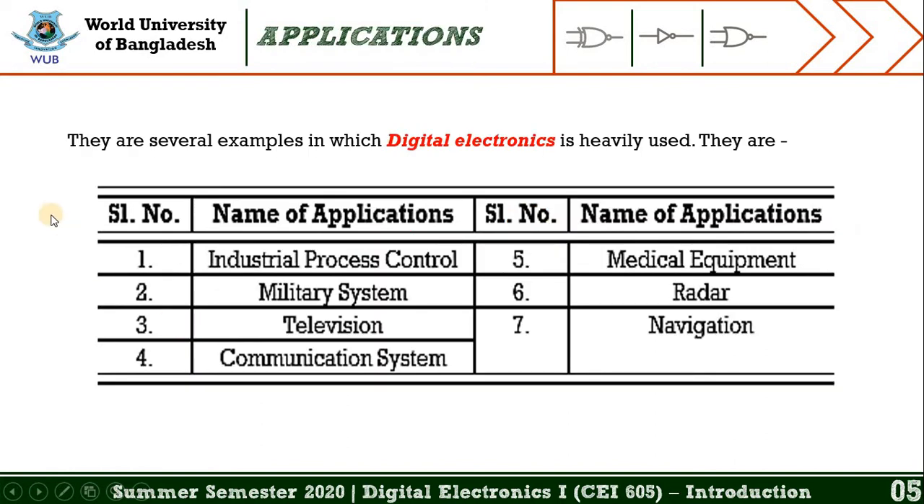From this slide, we came to know some applications, or you can say several examples, in which digital electronics is heavily used, such as industrial process control, military systems, television, communication systems, medical equipment, radar, navigation, etc. So we need to move into the next slide.